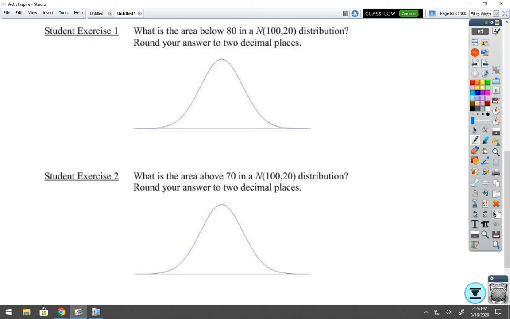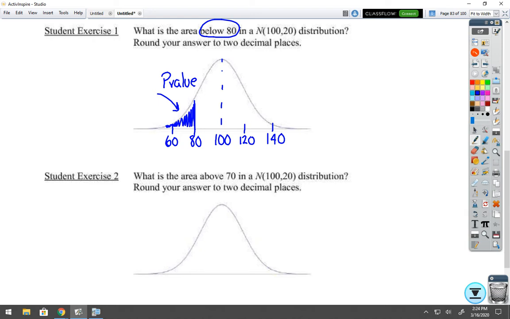So we want the area below 80 if the normal curve is centered at 100 and deviates by 20. The first thing we're going to do is draw in our normal curve at 100. We know that it's going up by 20 because it says that in the problem, and it's also going down by 20 because that's its standard deviation. We are looking for the area below 80. In the last chapter, we shaded. Now what we want is an actual p-value for this particular item.